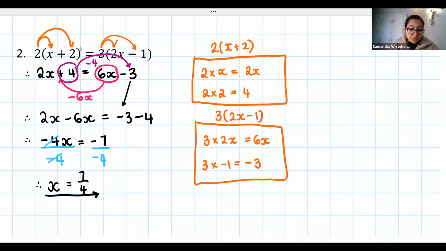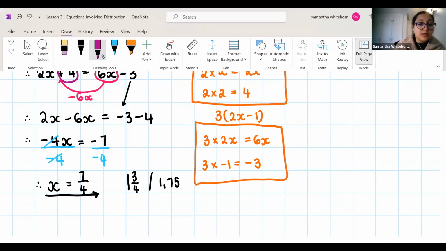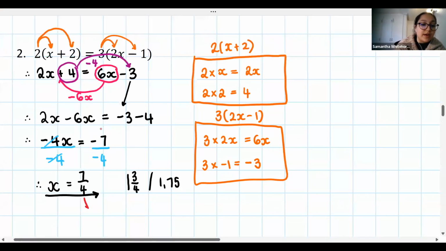If, however, you don't want to leave it like that, like I say, it's not the end of the world, but we prefer improper. As a mixed number, this is 1 3/4. As a decimal, it is 1,75. Like I said, again, we prefer improper fractions. And as you move up in the grades, improper fractions is much better, but it's not wrong to write it as 1 3/4 or 1,75.